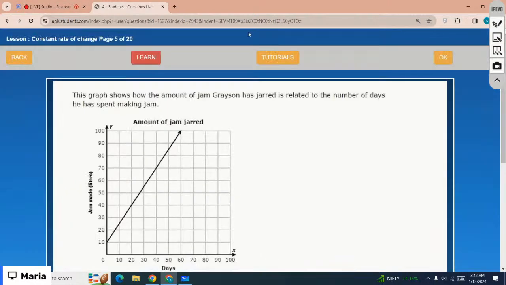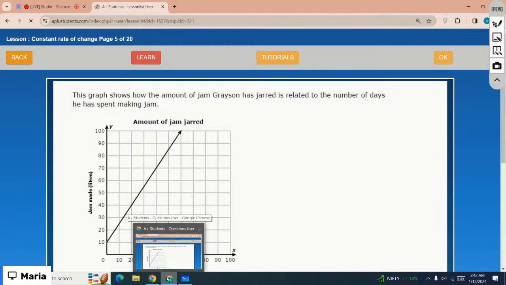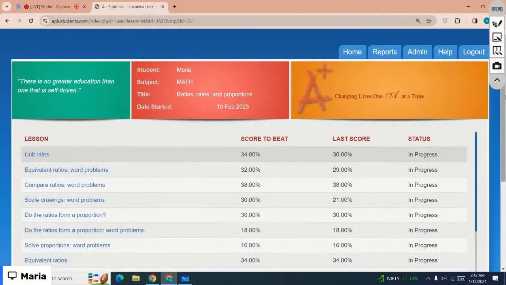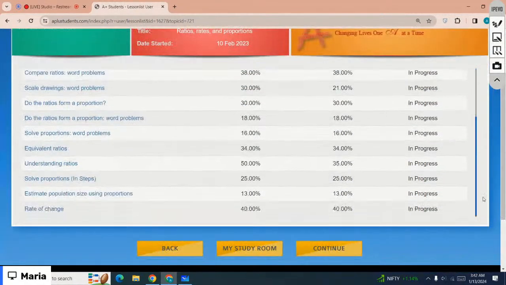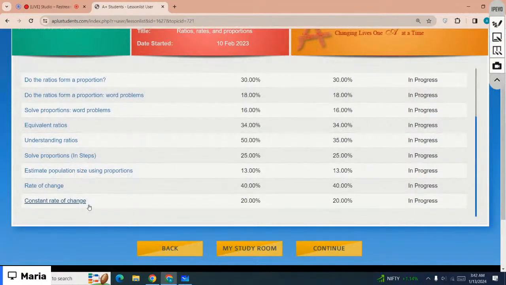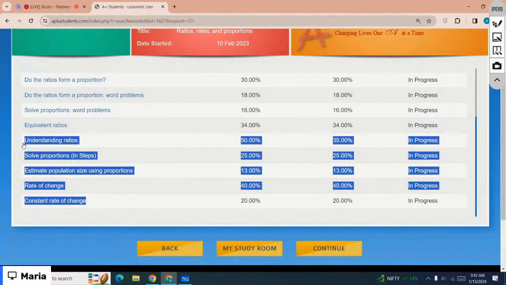So we were working on grade 7 math. The chapter we were working on is ratios, rates, and proportions, and the lessons we have covered today are understanding ratios, solve proportions, estimate population size using proportions, rate of change, and constant rate of change. So please make sure before the next session you complete all the practice questions for the lessons we did today. That is your homework until next session, right?